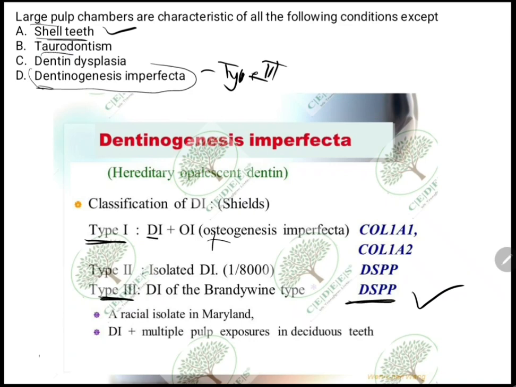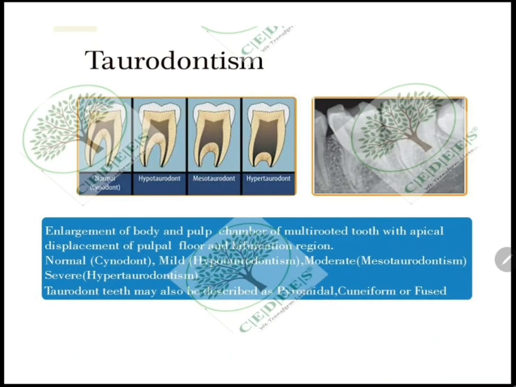Now coming to the next option, torodontism. Torodontism is also an abnormality in tooth development, a developmental disturbance wherein the body or the crown of the tooth is extremely enlarged at the expense of the roots. So since the crown of the tooth is extremely enlarged, due to this characteristic appearance, it's also called the bull tooth appearance.